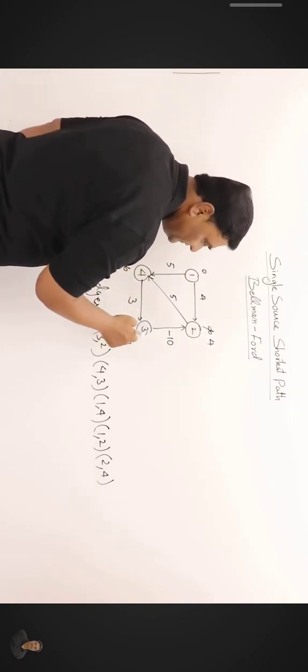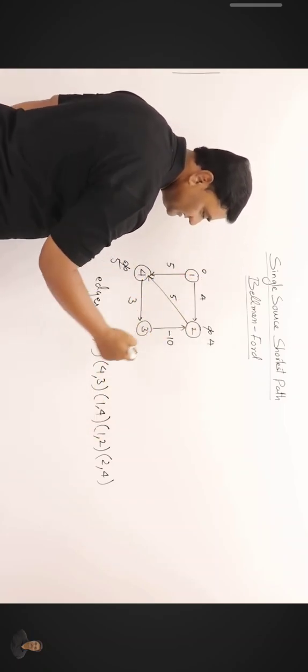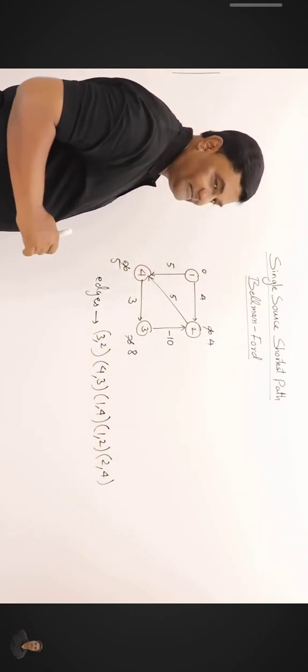Now 3 to 2, infinity minus 10, that is infinity, so 4 is better. 4, 3, 5 plus 3, this is 8. Then 1 to 4 is the same thing only. 1 to 2 is the same thing only. Then 2 to 4, 4 plus 5 is 9, and this is 5, that is better. 2 times completed. The third time.